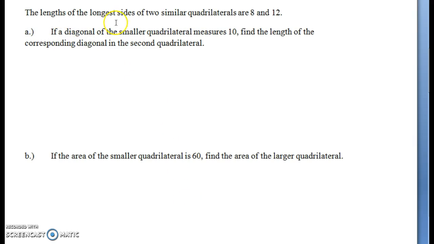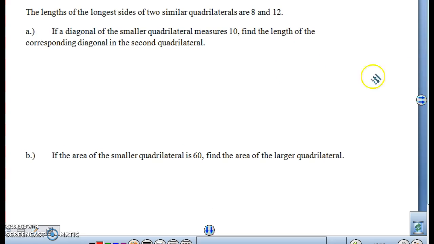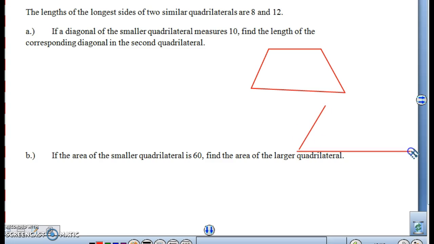The lengths of the longest sides of two similar quadrilaterals are 8 and 12. This is a similarity problem, which means immediately I'm going to draw myself a picture. A quadrilateral is any four-sided figure, so I'm just going to draw a random four-sided figure like this. And then I'm going to draw a similar one that's a little bit bigger. So it's similar, but not congruent. One's bigger than the other.